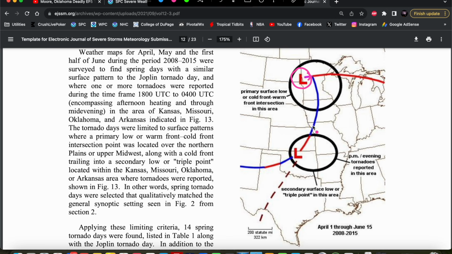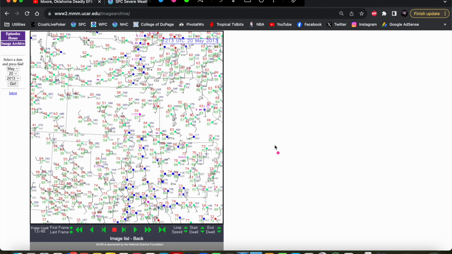front draped down to the south and southwest that links up with a secondary surface low or triple point, which is an intersection between the cold front and the dry line, in the southern plains, and ahead of that secondary surface low or triple point is a favored area for significant severe weather, including tornadoes. So this was certainly a setup we'd seen before and one that had been associated with significant tornadoes in the past. Now let's take a look at our raw surface data so we can really pinpoint the locations of these surface features in the southern plains.